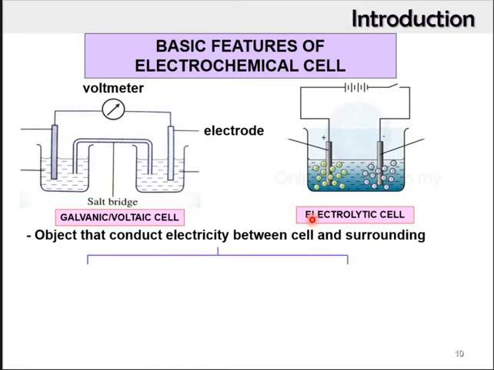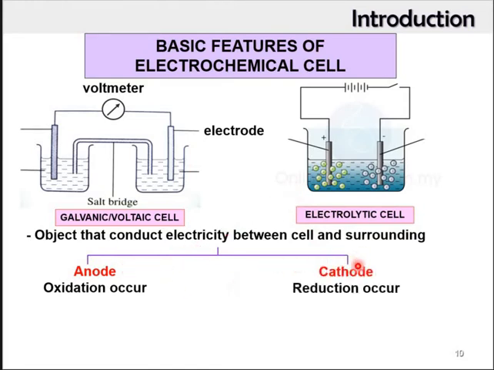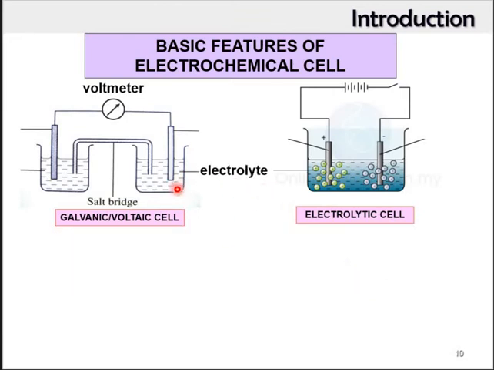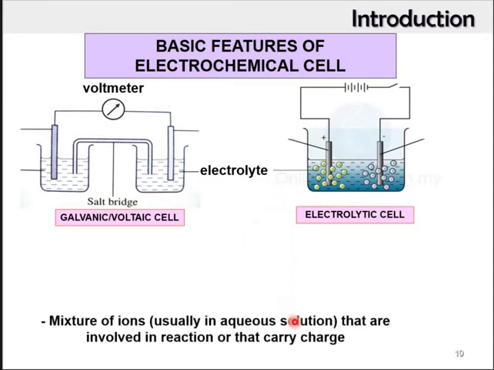So, electrode is divided into two: anode and cathode. Okay, anode adalah oxidation, berlakunya proses oxidation, and at cathode reduction occurs. Alright, and then the solution here we call it as electrolyte. So electrolyte is a mixture of ions, usually in aqueous solution, that are involved in reaction or that carry charge. Alright, so itu adalah terms yang perlu kena ingat dan faham.